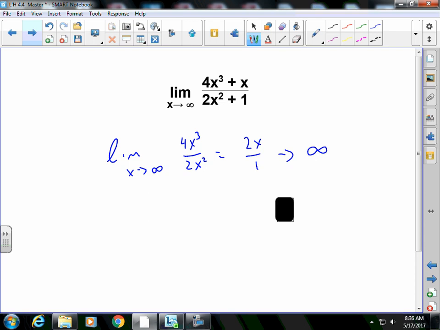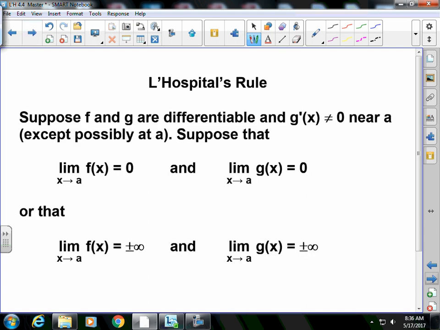Now, major players is great, but it only works as x approaches infinity. If x is approaching a specific value, you can't use major players. And so what happens is sometimes I'm approaching infinity, or maybe I'm just approaching a specific value, and I'm still in indeterminate form. This is where L'Hopital's rule comes in.